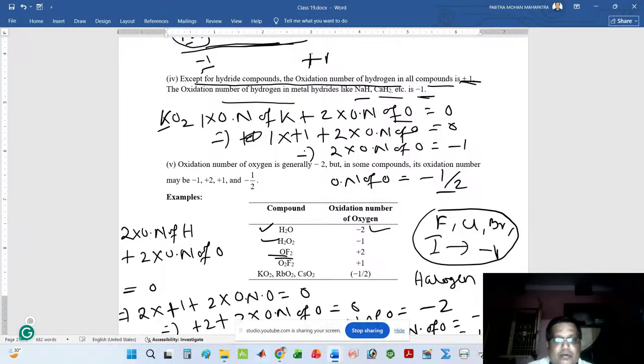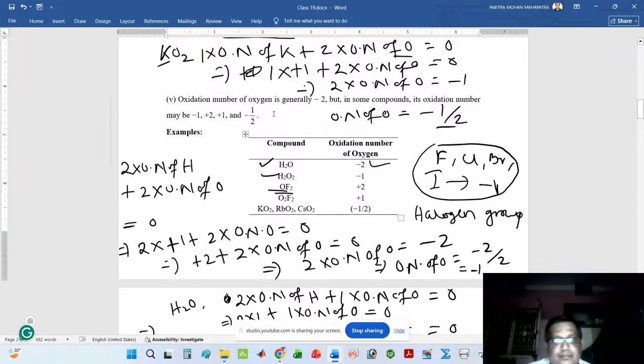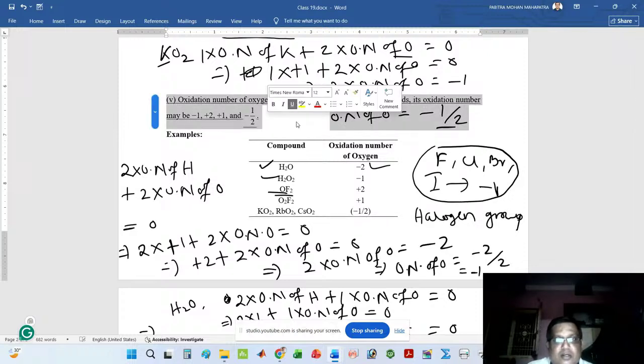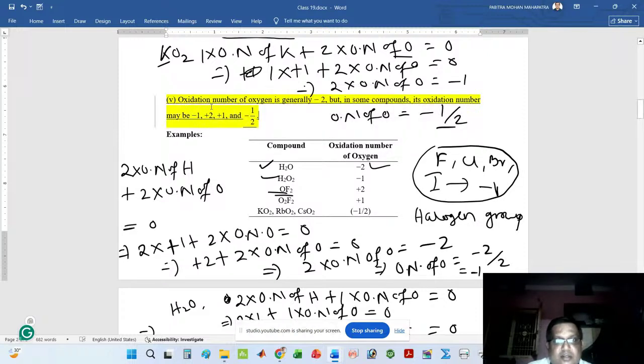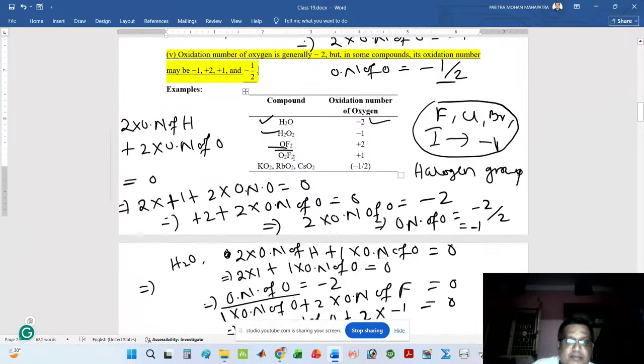Similarly, you can think about RbO2, CsO2. In all the cases, the oxidation number of oxygen is minus 1 by 2. So here again I will read this sentence. Oxidation number of oxygen is generally minus 2. But in some compounds, its oxidation number may be minus 1, plus 2, plus 1, and minus 1 by 2. These are a few examples I have given.